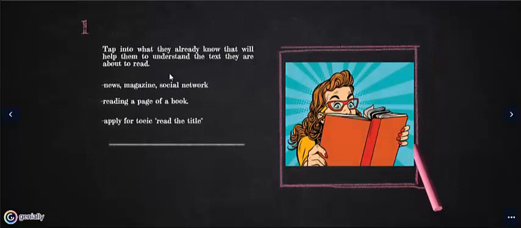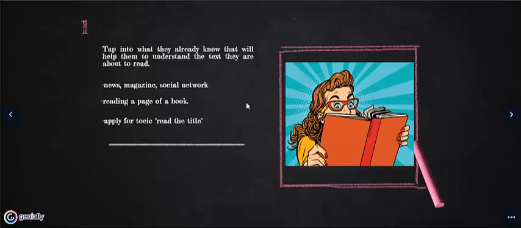How it works: we tap into what we already know, and that will help us to understand the text that we are about to read. We can practice on the daily reading: newspaper, magazine, or social network. To improve, read a page of a book, the first line and then the last line of the page, so we can have an initial idea about what the text is about.